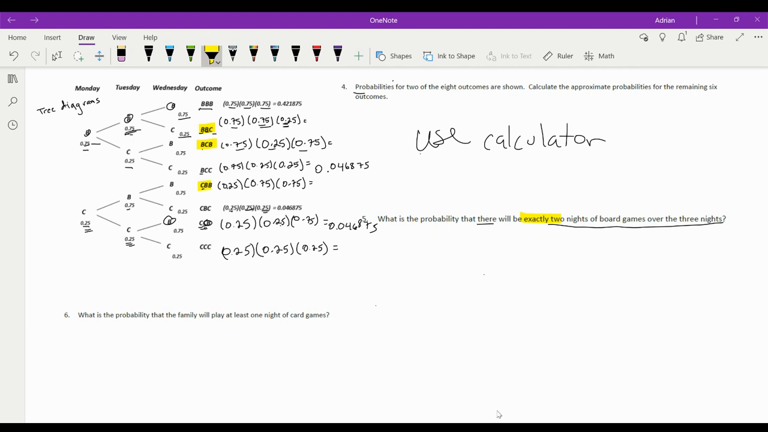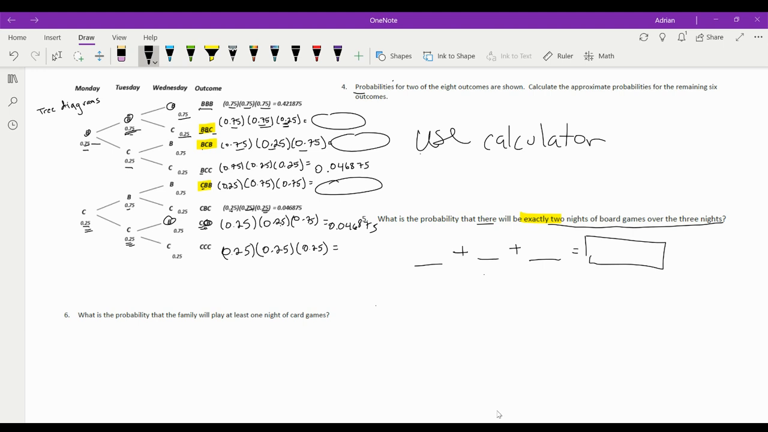Boom. That's it. So what I'm going to do now is if I have exactly 2 board games, I'm going to add up whatever I got for my probability there, whatever I got for my probability there, and whatever I got for my probability there. I'm going to add those amounts, and that will give me my final probability of exactly 2 nights of board games over the 3 nights, Monday, Tuesday, and Wednesday.